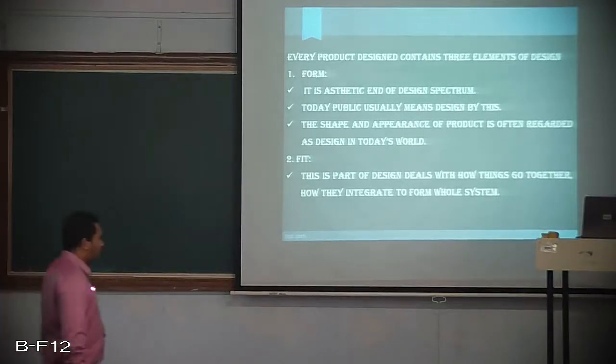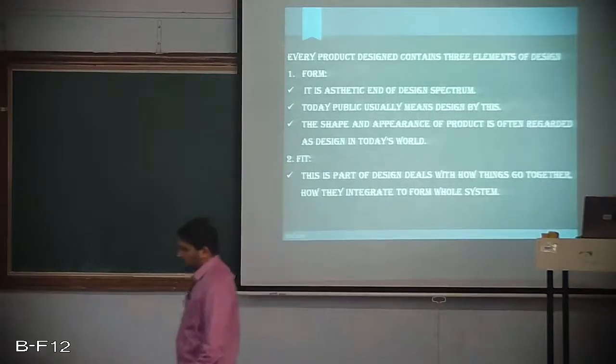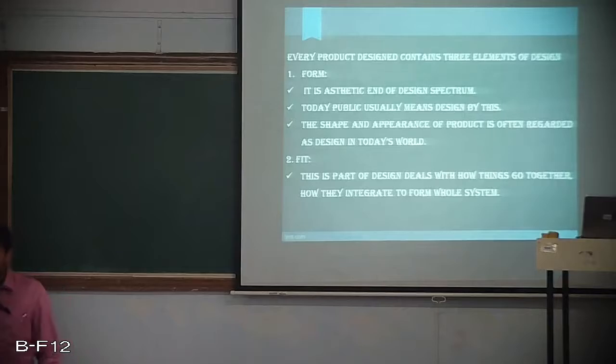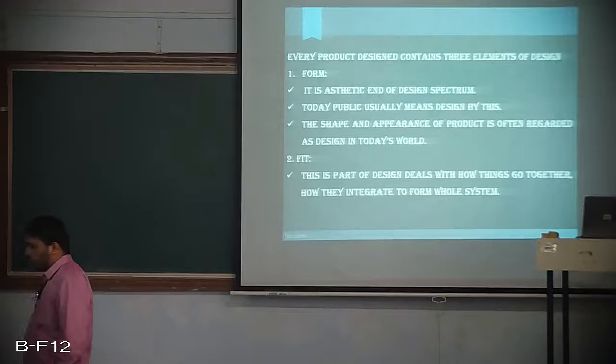It is the part of the design that deals with how things go together, how they integrate to form the whole system. Suppose you consider an assembly or a product. You know that a product or an assembly consists of a number of sub-assemblies, and those sub-assemblies in turn consist of a number of parts which are assembled together to form a product. But whatever parts you are manufacturing, if they don't fit properly to form the subsystem, then there is no way that this subsystem will be assembled. So we need to take care that the part being manufactured must form a close fit.